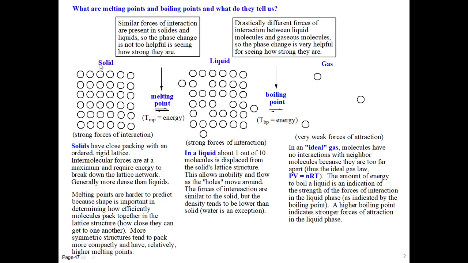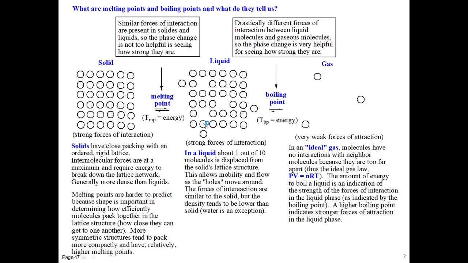A melting point is where the solid form of something has enough energy to start to break down the lattice and become a liquid. In a liquid, the order is a little less. Usually the solid is very compact and all the molecules or atoms are close together in an ordered arrangement, which is called the lattice structure. But in a liquid, some of these escape out of their lattice positions. So they say about 1 out of 10 molecules is displaced.